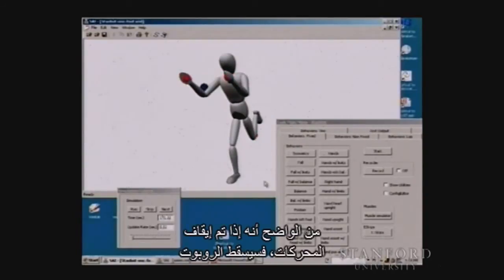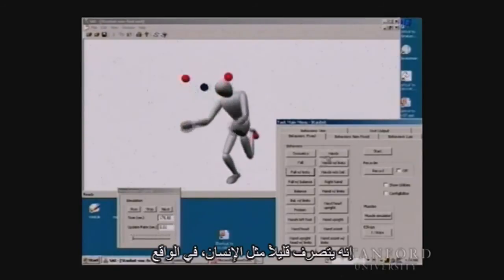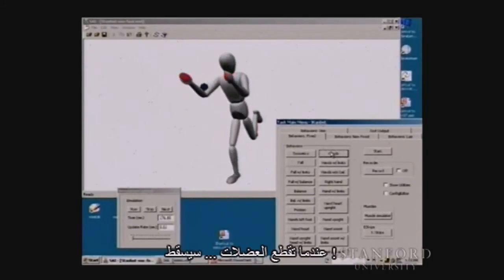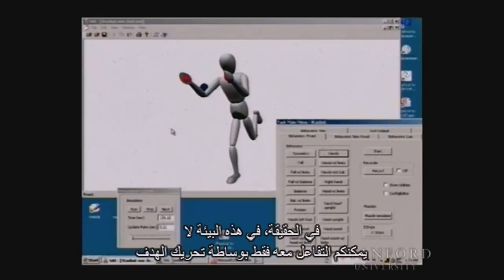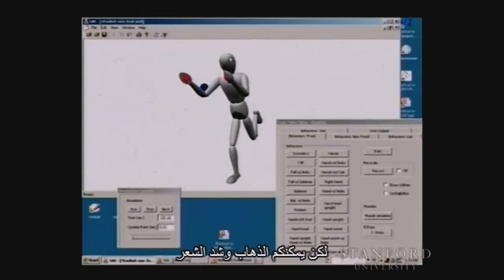Now, obviously, if you cut the motors, it's going to fall, and it behaves a little bit like a human, actually. So when you cut the muscle, it starts. In fact, this environment we developed is quite interesting. You can not only interact with it by moving the goal, but you can go and pull the hair. Ouch! You can pull anywhere.